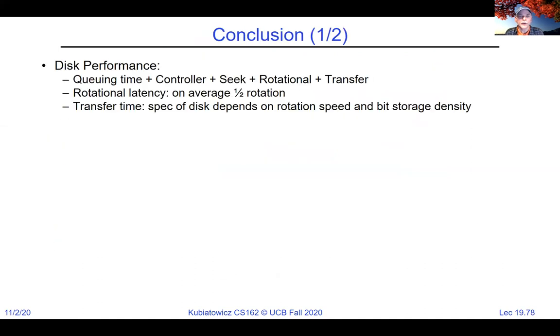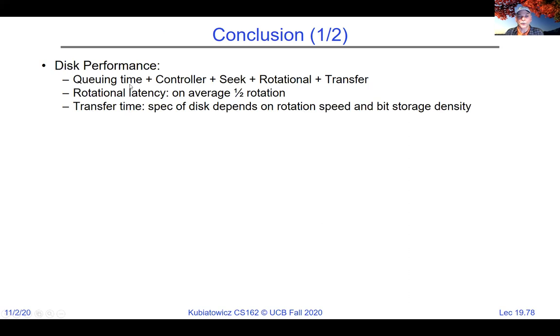So in conclusion, we talked about disk performance a lot last time, and we brought it back by talking about queuing time plus controller plus seek plus rotational plus transfer time. We talked about rotational latency, right? That's on average half of a rotation. The transfer time has to do with the spec of the disk as to how fast it is pulling things off the disk. Technically, it also depends on whether you're reading from the outer track or the inner track because the transfer times are faster in the outer tracks. But usually we give you an average transfer time.